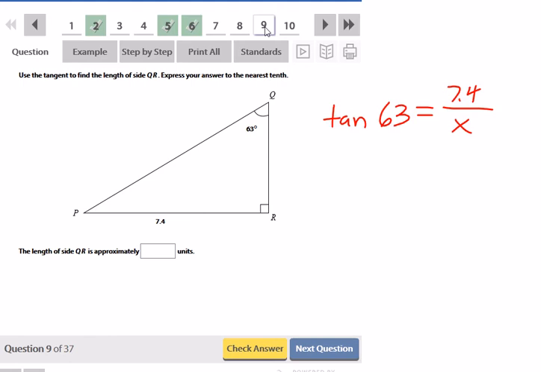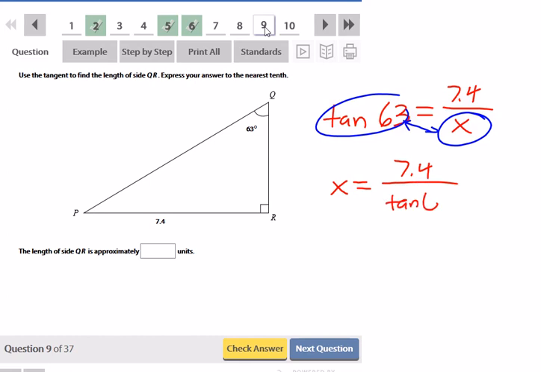Regardless of the trig function that you're using, if you're looking for the side that's on the bottom, then all you would do is switch that with the tangent. You would change locations. So x is going to be equal to 7.4 divided by tan 63. The key is that we're dividing. So put that into the calculator.